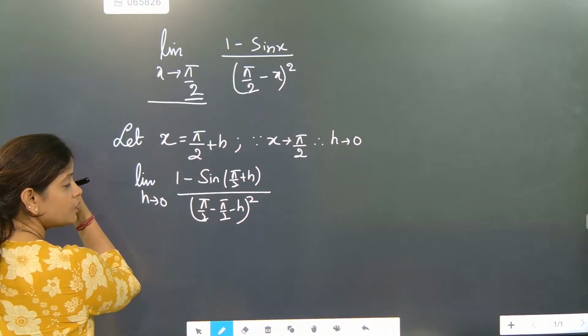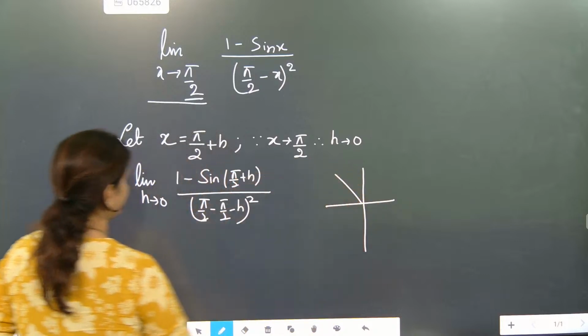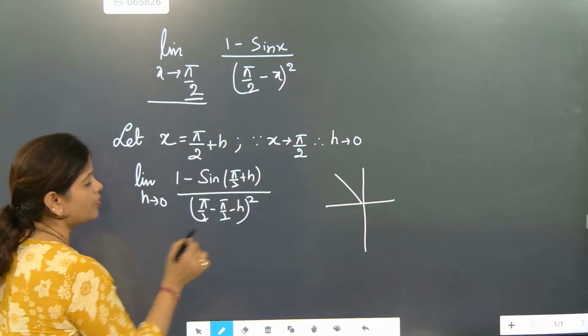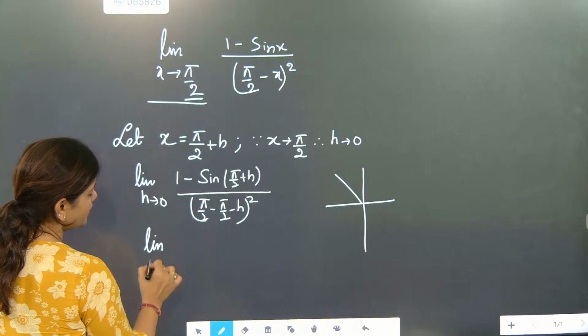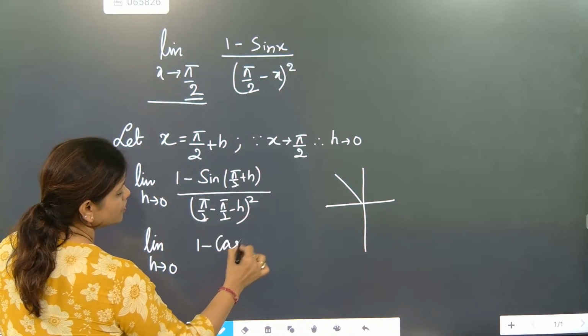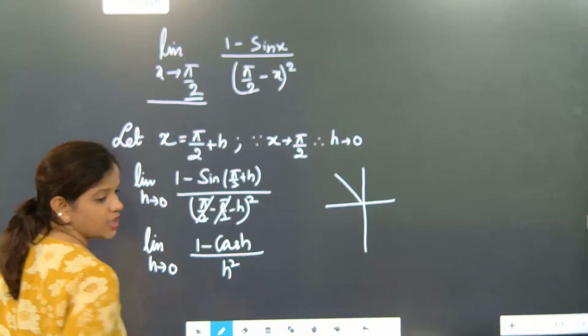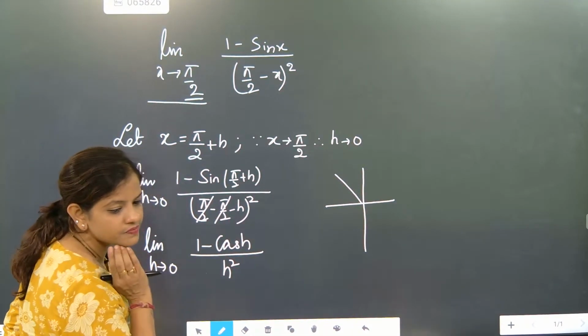So here pi by 2 plus h is there. Pi by 2 plus h is in which quadrant, beta? It is the second quadrant, and in the second quadrant sine is positive. So here it will become limit h tends to 0. This part will become 1 minus cos h. Now this and this will get cancelled. It will become h square. Now we will write the formula.